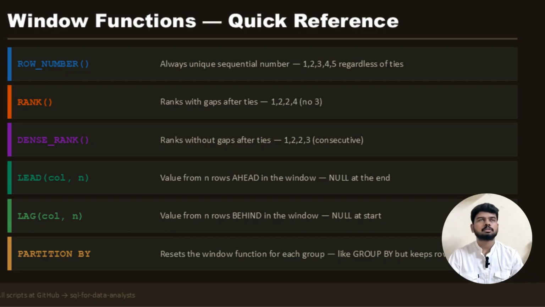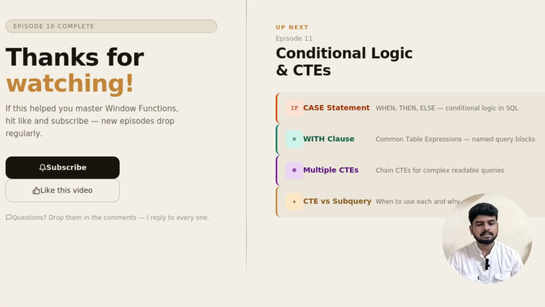But Windows functions are what separate the average analyst from the senior ones. The ability to compare and calculate across the rows without losing the individual record. It is an incredible power which we need, and that's the important part. In the next video, case statements and CTEs will be covered. Conditional logic and reusable queries will be formed. Two more tools that make SQL clean and readable will be done in the next part.